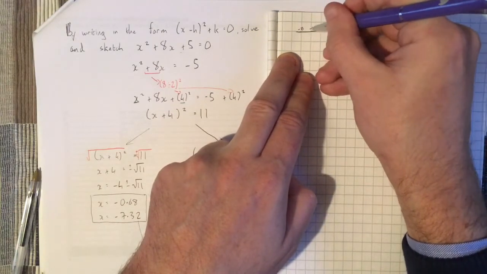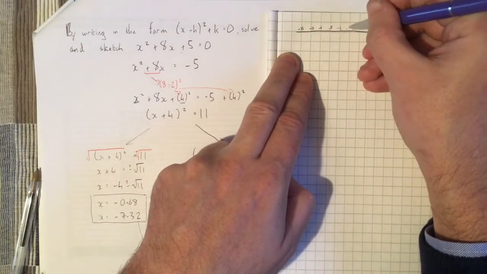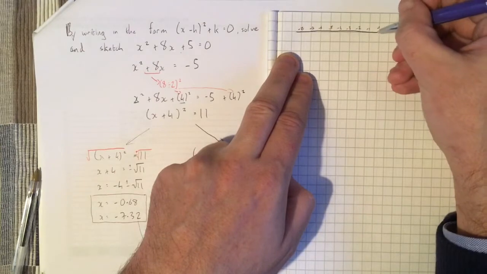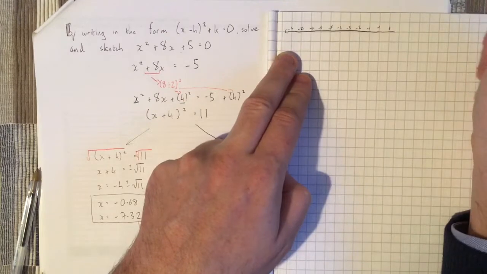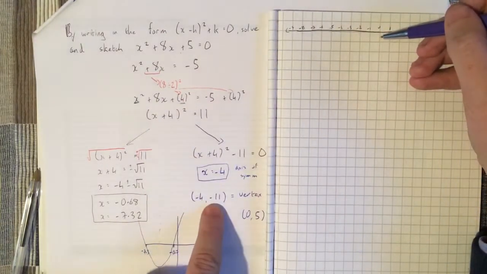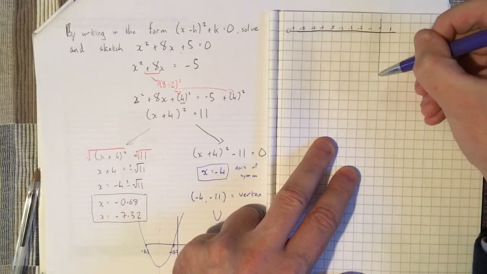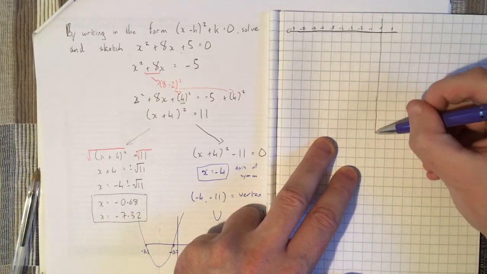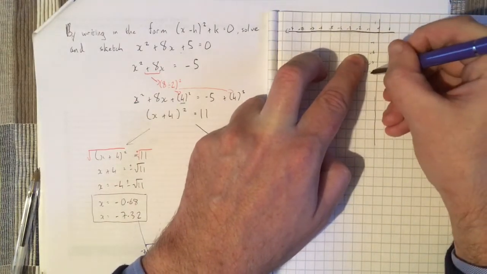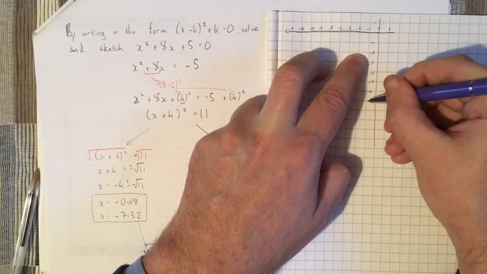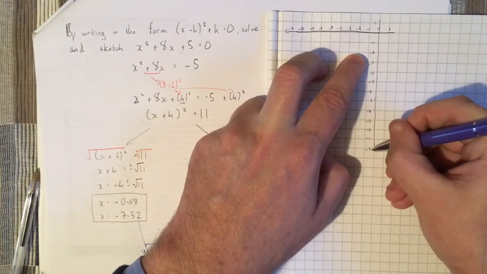So minus 8, minus 7, minus 6, minus 5, minus 4, minus 3, minus 2, minus 1, 0. Maybe just go a little bit further. So there's minus 9 and there's 1. So at 0 here, I'm going to make sure to go down as far as minus 11. So again, you should be doing that using a ruler. So 1, minus 1, minus 2, minus 3, minus 4, minus 5, minus 6, minus 7, minus 8, minus 9, minus 10, minus 11, minus 12.